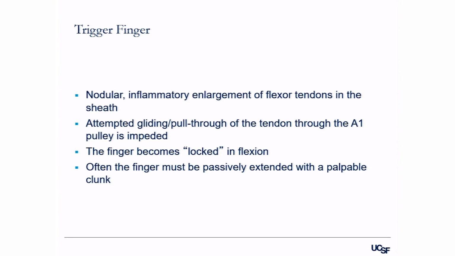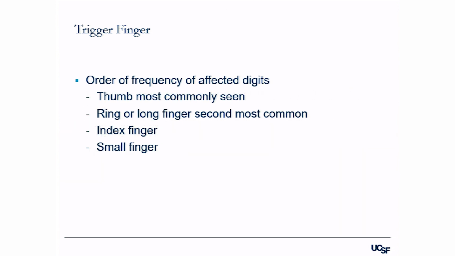So you can see nodular or inflammatory enlargement of the tendons. The finger can become locked in flexion or in extension, right? Everyone's probably seen somebody that's actually been stuck in extension. And the thumb is certainly the most common, but then it's usually the ring or long finger.